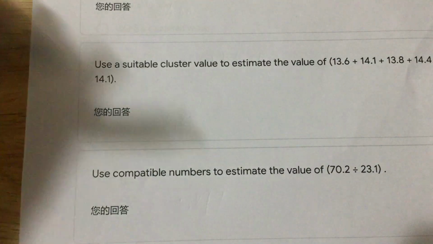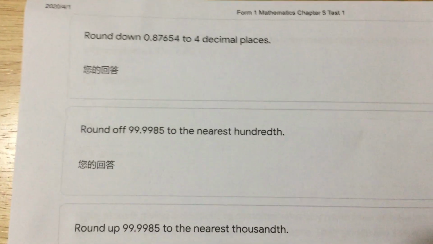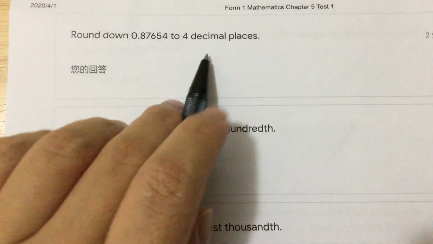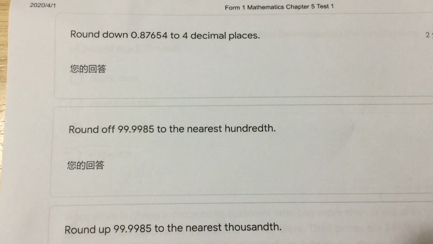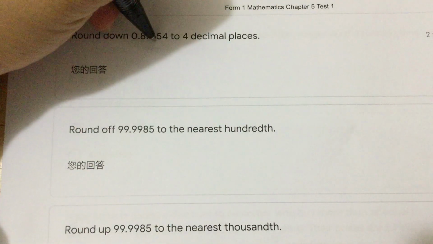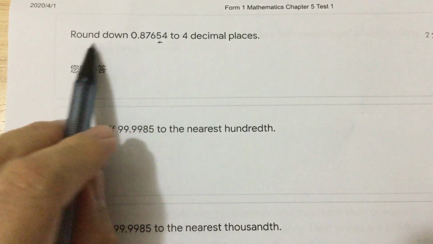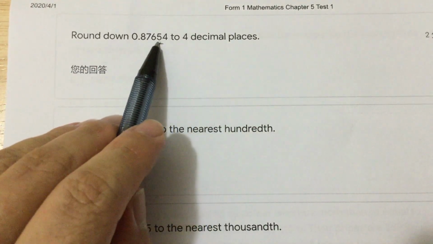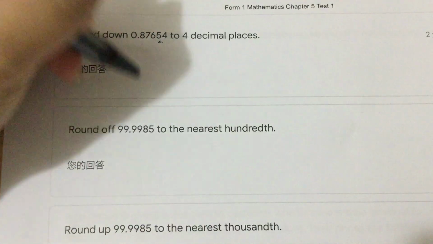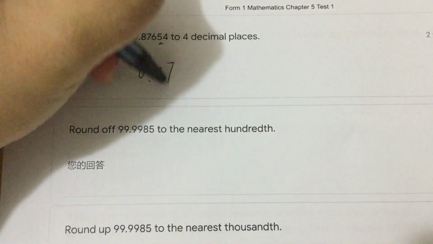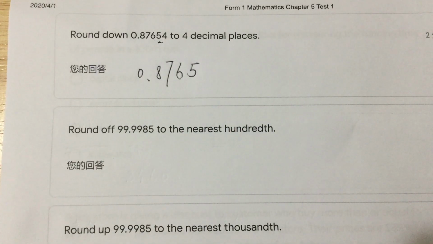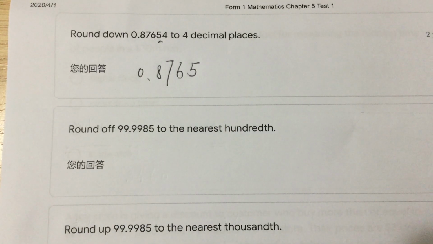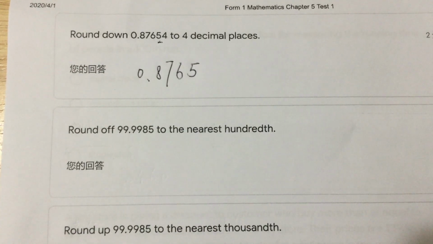Okay, so for question 6, we'll go to round down once again. For round down, this time is to the 4th decimal place, so the answer is... Okay. Now, first of all, we pay attention to the 5, but because every time we round down, we just copy all the numbers until the digit we want. So we copy 0.8765. Okay, just copy it. That's all.